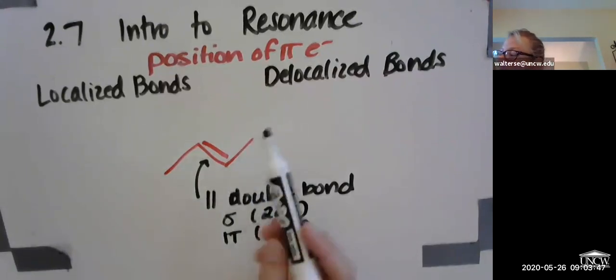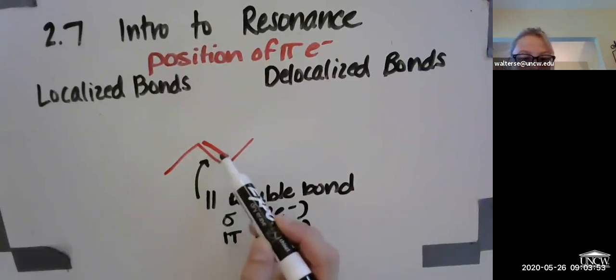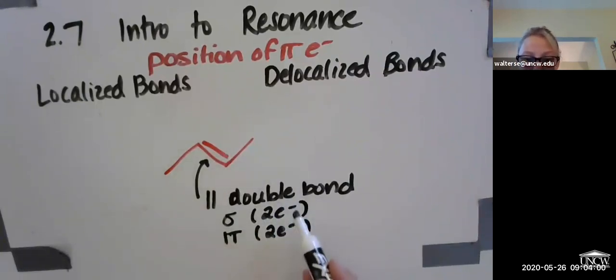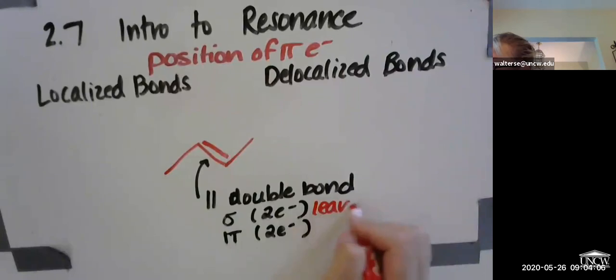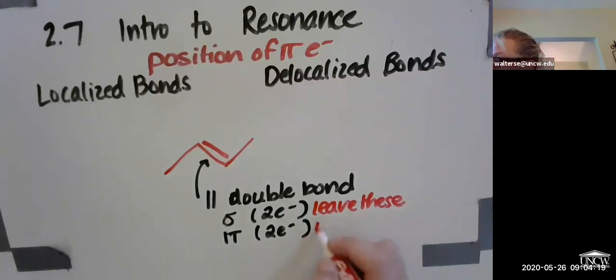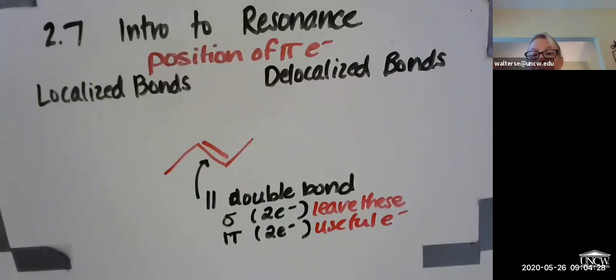And it doesn't matter. Most people just gravitate towards this line at the outside being the pi bond, but it doesn't matter which one you pick as being the pi bond. What matters is that you recognize that you have 2 electrons in the sigma bond. And for the most part, you're going to always just leave these. So sigma electrons, especially sigma electrons between carbons, are not reactive. So they're not going to be used for anything. Pi electrons are the useful electrons. So lone pairs and pi bonds are really going to be the most important part.